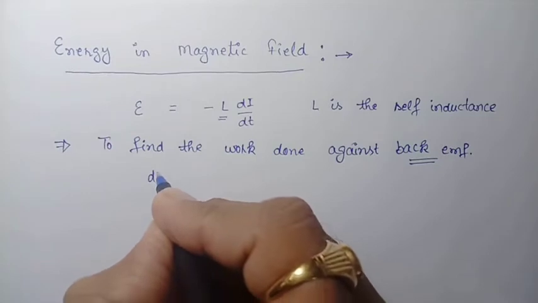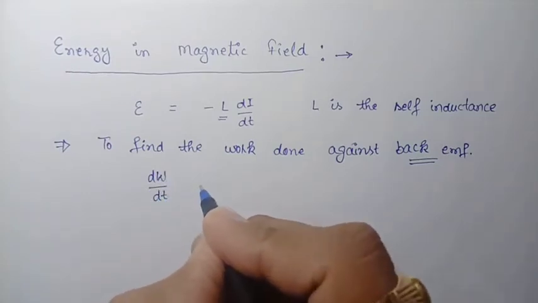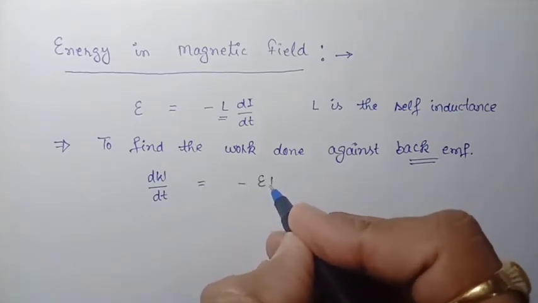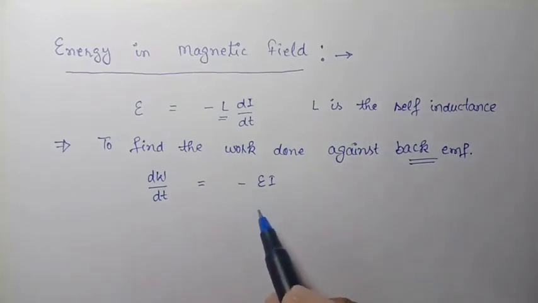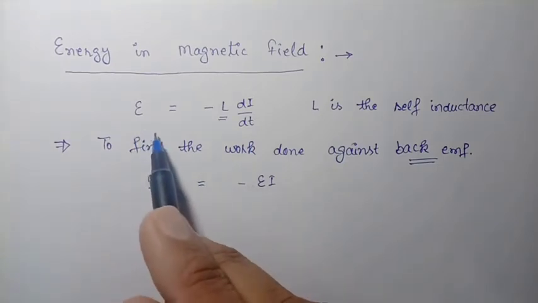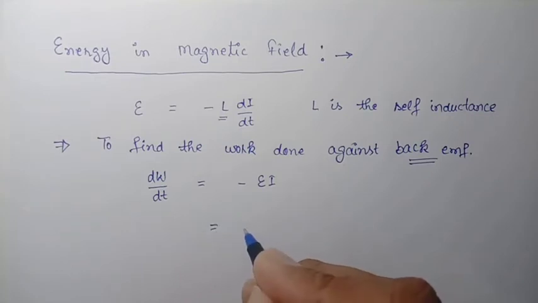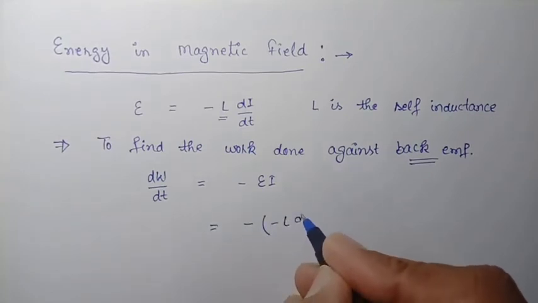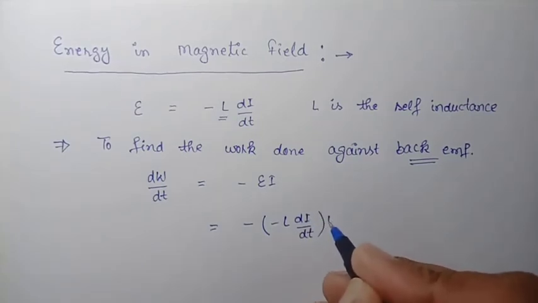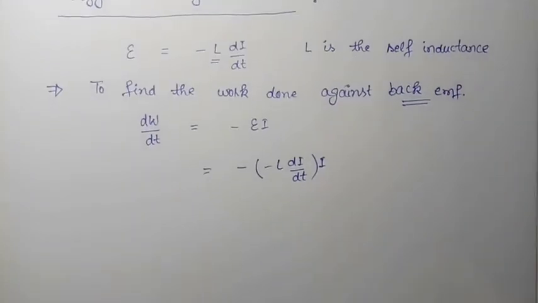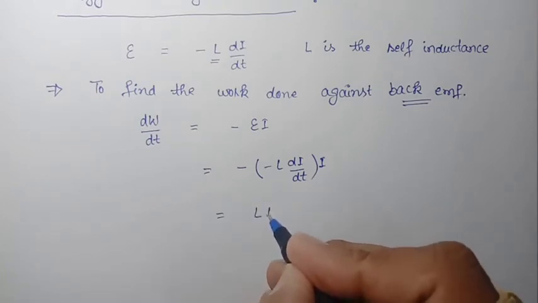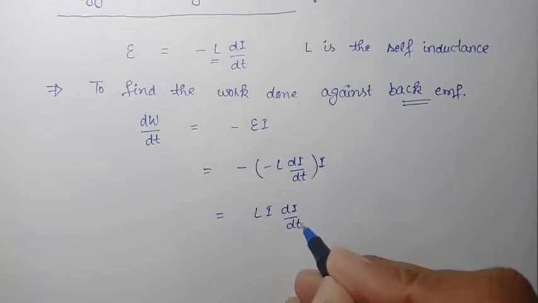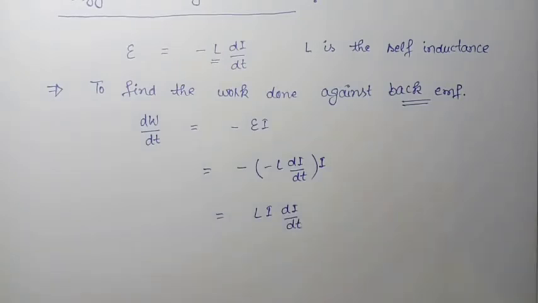The work done per unit time is equal to induced EMF times I. When we substitute the value of induced EMF in this equation, we can write minus L di over dt times I, which is equal to L I di over dt. Or we can write dW is equal to L I dI.